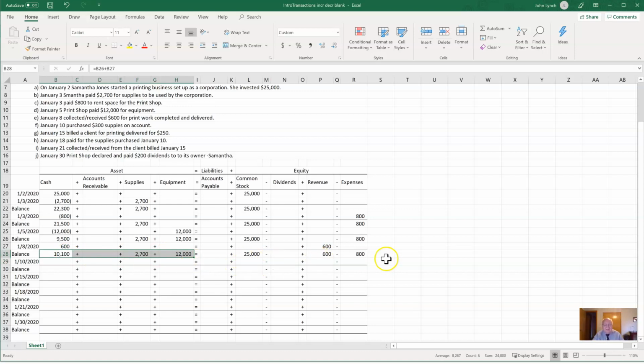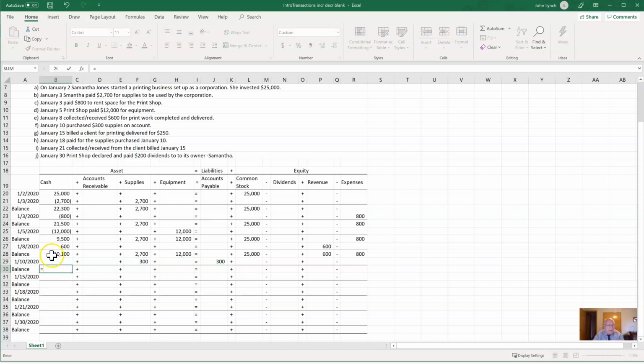24,800, yeah, 25,600 minus 800 gives us 24,800. Okay, on the 10th, we purchase supplies on account. Here's another key word, on account. That means you charged it. But what did we receive? We received supplies, and on account means we charged it, so now our accounts payable is $300.